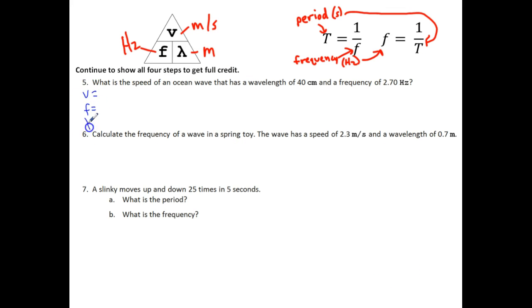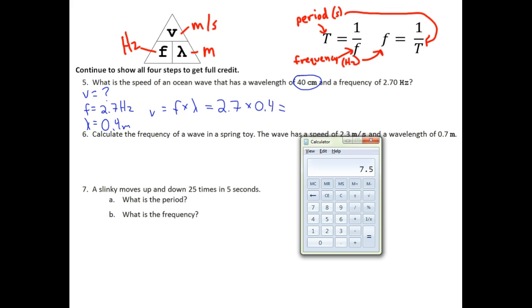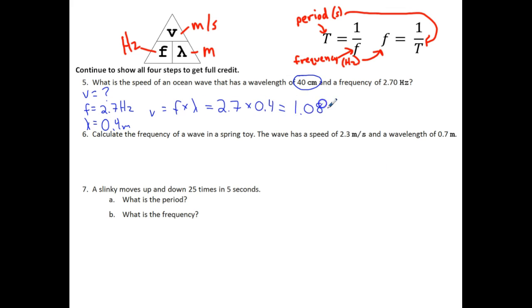Let's try a couple more here. What is the speed of an ocean wave that has a wavelength of 40 centimeters and a frequency of 2.7? So I have my frequency there, but I can't punch in the wavelength because I need that in meters. So I need to convert 40 centimeters into meters. I'm going to move the decimal point 2 to the left, which means it's 0.4 meters. So velocity is frequency times wavelength, 2.7 times 0.4. That is going to give me 1.08 meters per second.